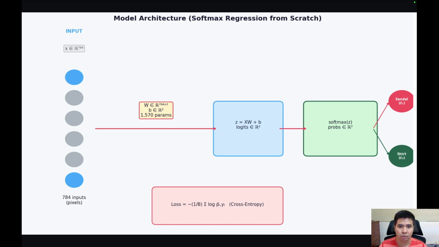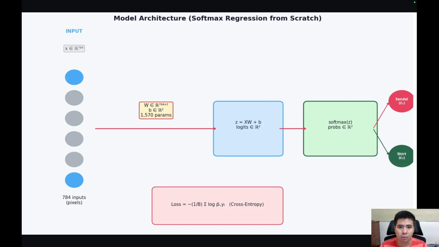This slide shows the full architecture of our softmax regression model. The input is a flattened image, a vector of 784 pixel values. I manually initialize two parameters, a weight matrix W of size 784 by 2 and a bias vector b of size 2. That gives us only 1,570 parameters in total, and critically, no pre-built layer was used.